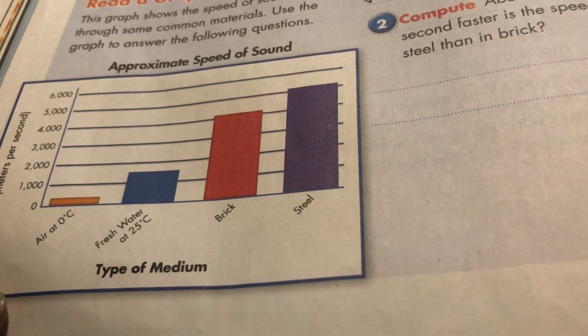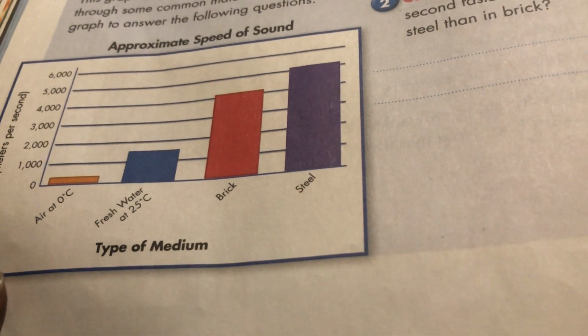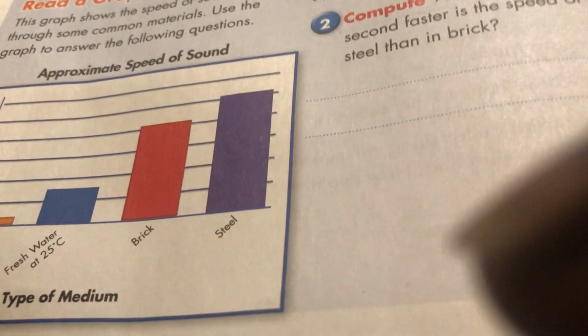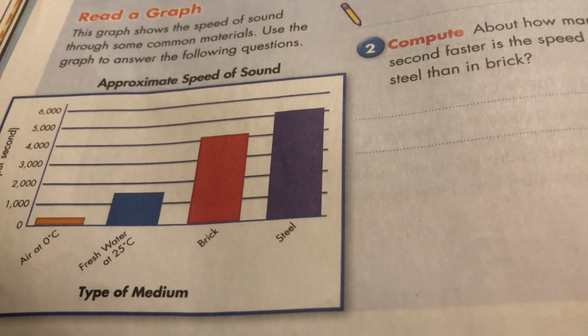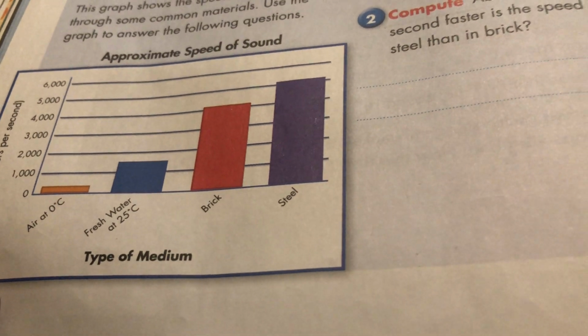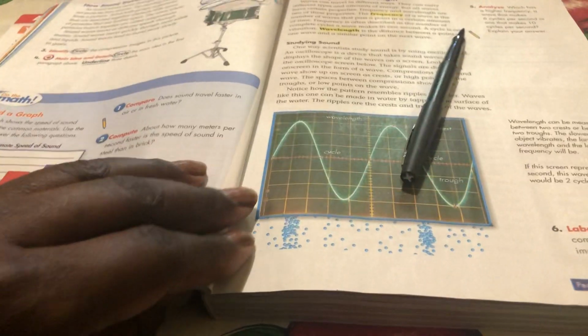Brick, about 4,000 meters per second that sound is moving through. Steel, about 5,000 meters per second, okay? These are the types of mediums, and the questions are in your lesson.